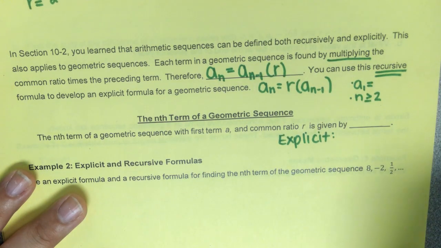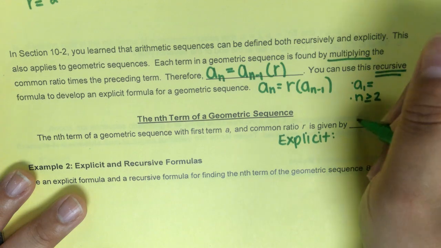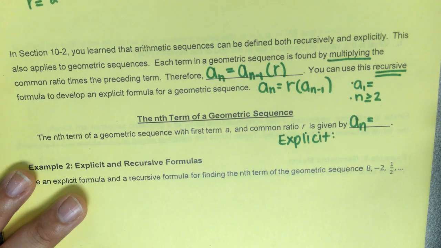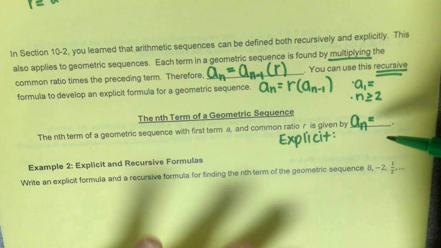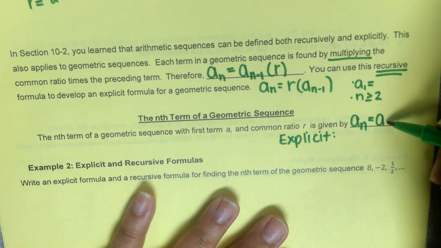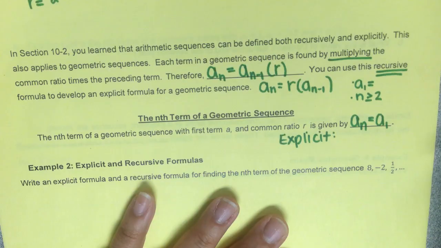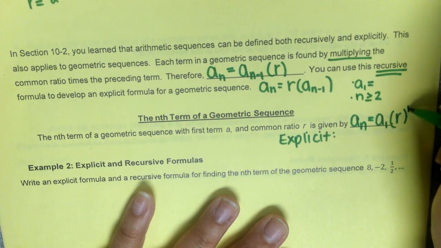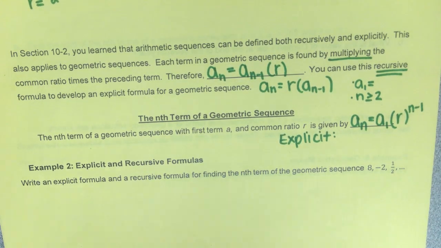I already taught you the explicit formula. Does anybody remember what it is for geometric sequences? It's going to have a power, but what do we start with? A of 1, r to the n minus 1. I gave y'all that on page 4. For geometric, it's a of 1 times r to the n minus 1. And I always want that r in parentheses.